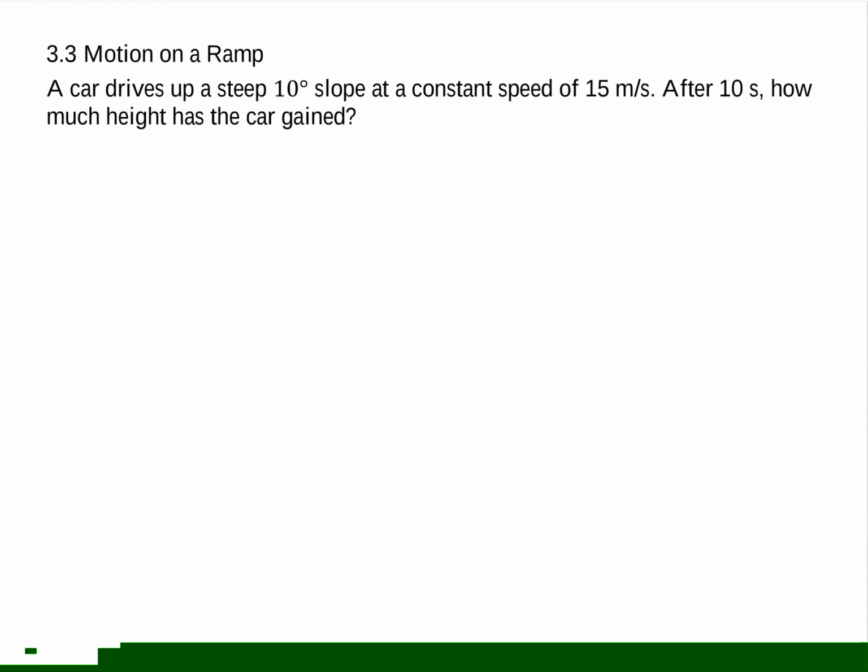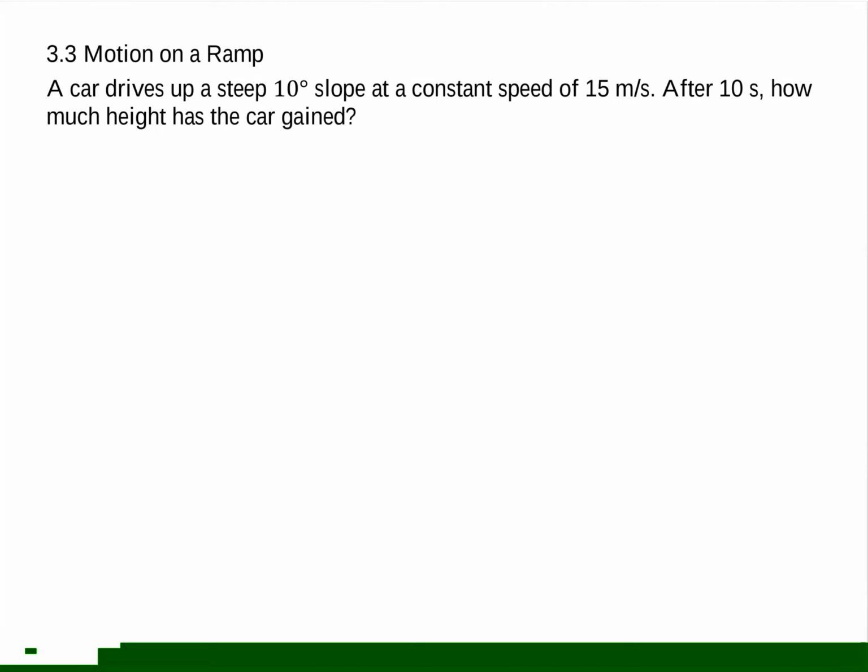So now section 3, we're going to start working on problems that involve what we're doing in section 2. Right off the bat, a car drives up a steep 10-degree slope at a constant speed of 15 meters per second. That's how many miles per hour? Again, double it and then add a little. We double 15, we get 30, add a little, probably going around 35 miles an hour. After 10 seconds, how much height has the car gained?